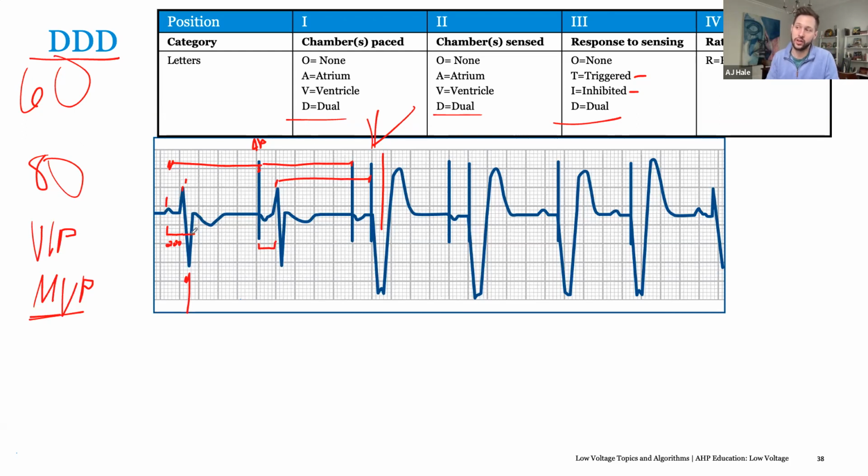But if nothing came across here, we would pace. There wouldn't be a T wave right here, obviously. This would be a new complex. And what that allows us to do is maintain our AV synchrony. It also allows us to regulate the heart rate based upon the metabolic needs of the patient. So this is your gold standard, and DDD is what you're typically going to see the most.